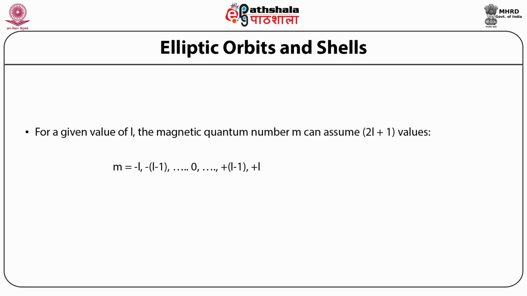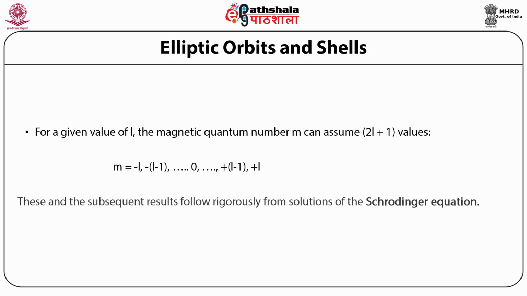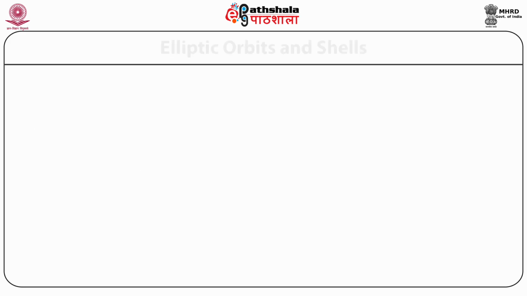But you see, what I wanted to say is that these were described by Sommerfeld as an extension of Bohr's theory. But actually, these results, that is the idea of 3 quantum numbers, follow rigorously from the solution of the Schrödinger equation in 3 dimensions, which we'll talk about after 2 or 3 lectures.